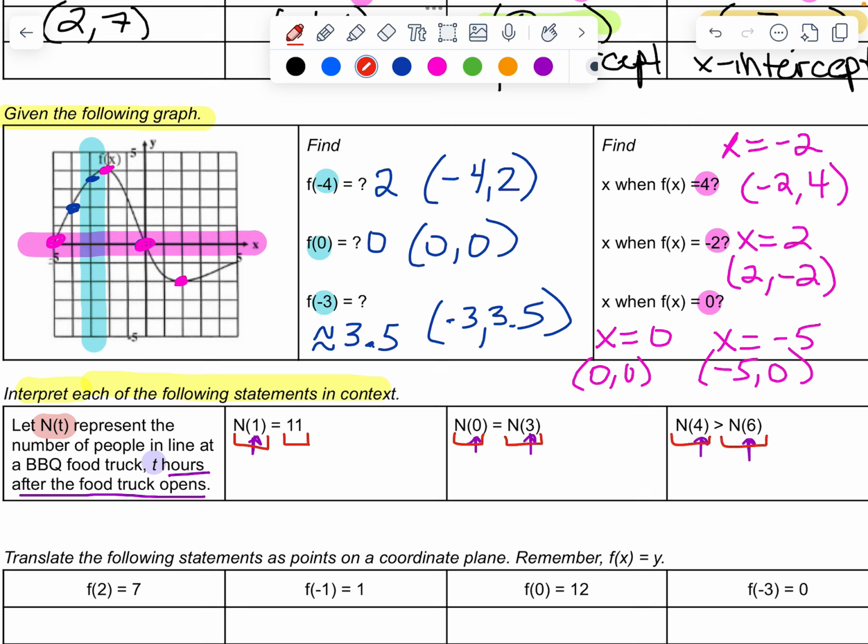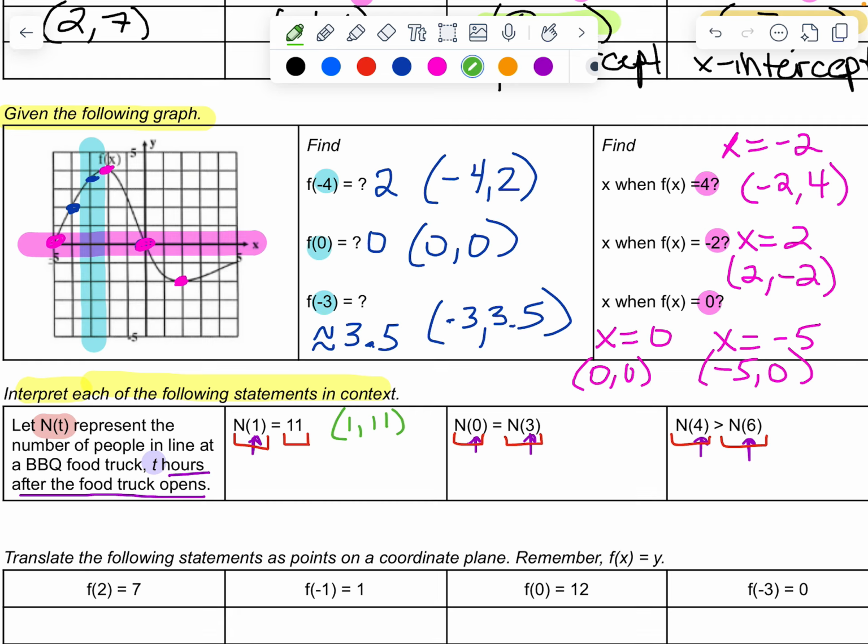So let's go ahead and talk about this. The first thing we see is n of 1 is equal to 11. And of course, if I had to write that out as a point, I would write that out as (1, 11). Well, in the context of this problem, what does that mean? What it means is that the food truck's been open for 1 hour, then there are 11 people waiting in line for it. Business must be good.